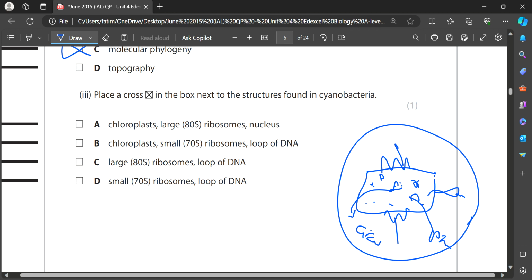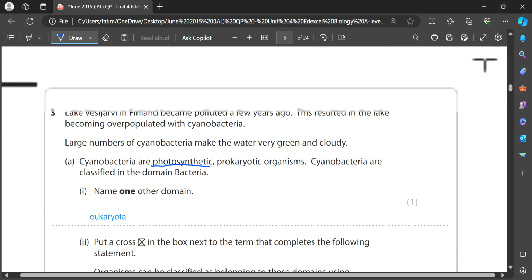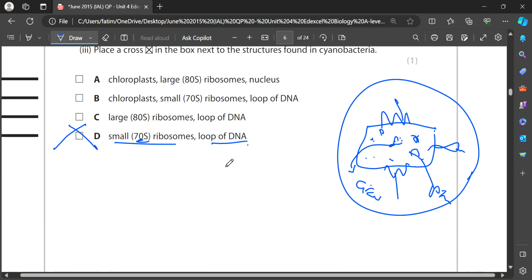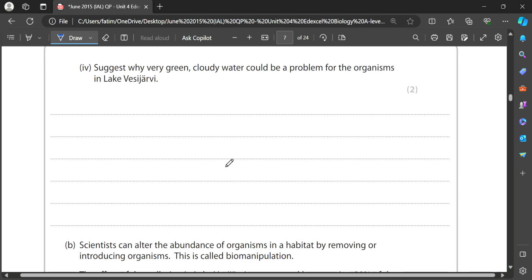So it has a loop of DNA, and it has small 70S ribosomes, which is smaller, and they have large. Even if they didn't give you large and small, we should know that they have 70S, because it's a bacterium, so we have to follow that. It won't be chlorophyll because we don't exactly know what it uses to synthesize. It's going to be quite a long shot to assume that it has chloroplasts. Suggest why green cloudy water could be a problem for organisms in Lake Vesijärvi.